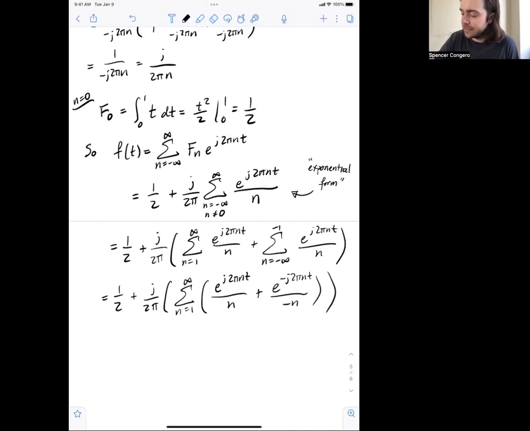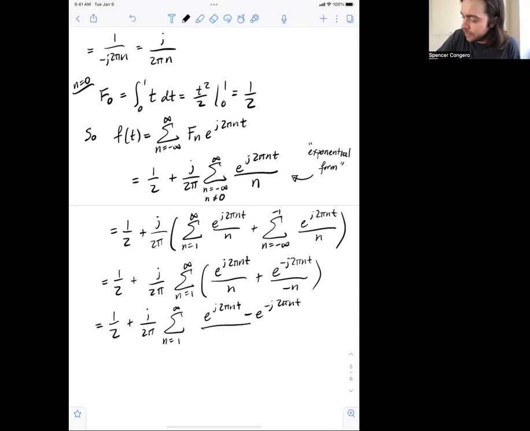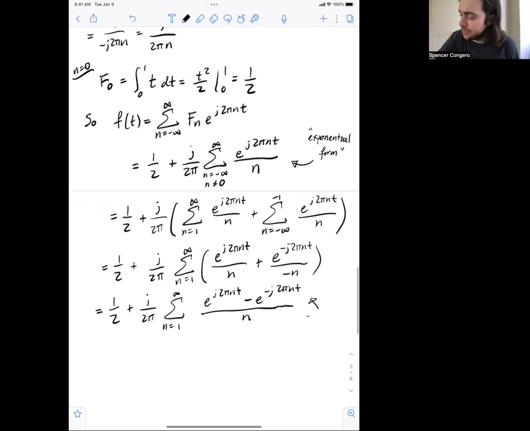So this is my situation. I don't need these outer parentheses. So that's what I get. And now I can combine those two terms in the second sum. And it's going to be 1 to infinity. And what do I get? I get e to the j 2 pi nt minus e to the negative j 2 pi nt all over n. And what does that numerator remind us of? Well, it should remind you of sine, right? This is just 2j times sine of 2 pi nt.